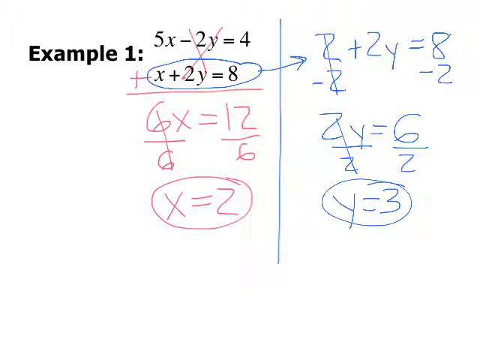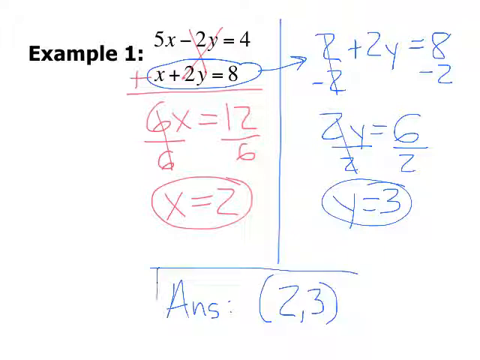So now, remember my answer is the ordered pair x comma y. So 2 comma, oh, it's positive, sorry, 2 comma 3. And there we have it.